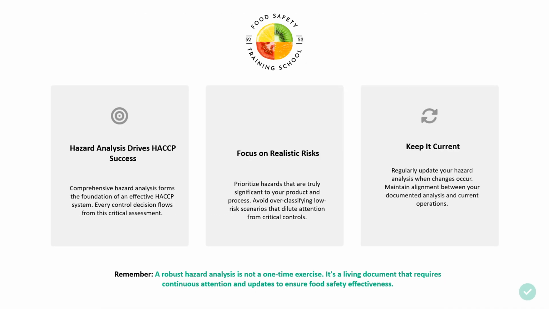Hazard analysis is the foundation of HACCP. When it's done correctly, the rest of the system becomes much easier. CCPs are clearer, controls make sense, and audits go more smoothly. The goal is not to list everything that could happen in theory, but to identify what could reasonably happen in your process and clearly show how those hazards are controlled.